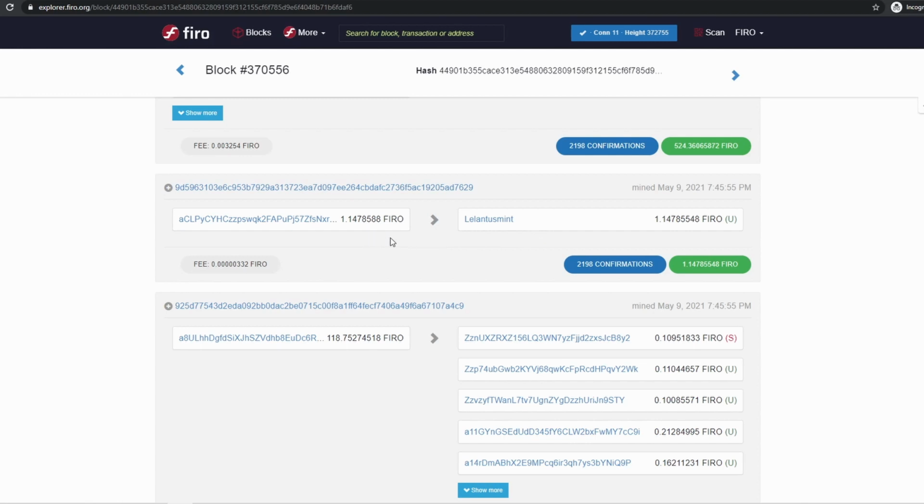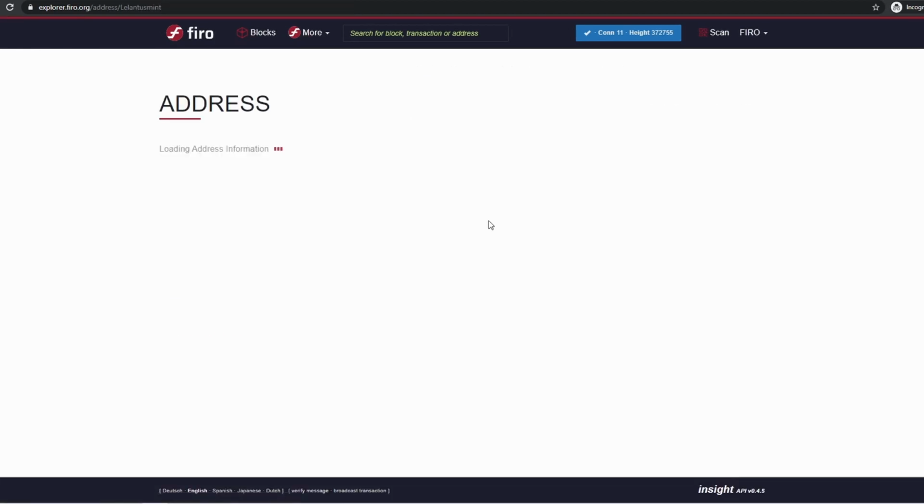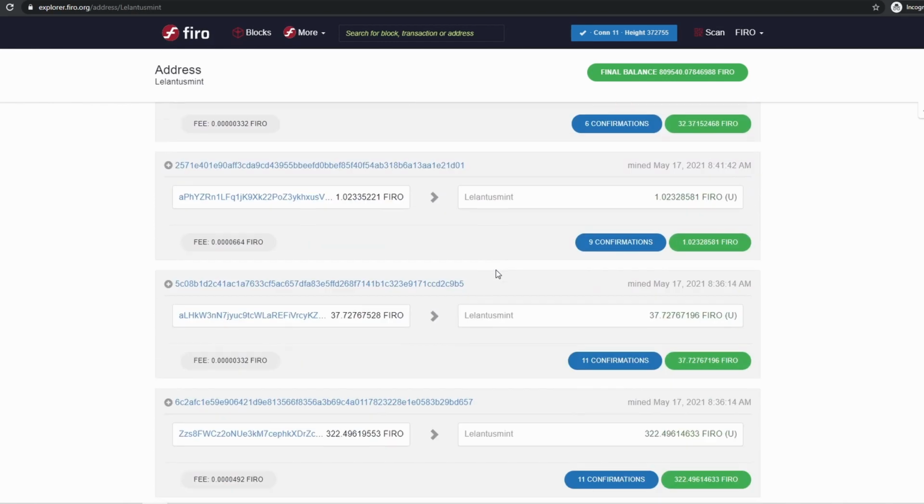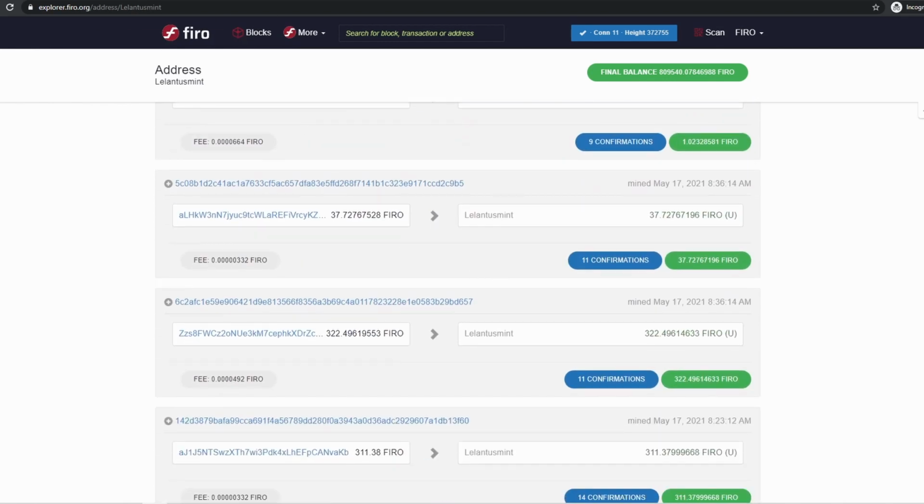The output equals the input, minus the small fee for anonymization. Notice this word, Lelantusmint. Whenever you see a Lelantusmint, you know that the left side equals the right side, because the inputs and outputs are equal. I could click on it and it'll take me to another page which shows all the cases where someone anonymized their Firo. But let's look at another block.